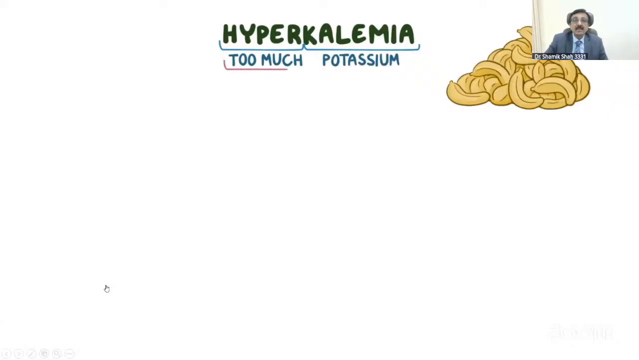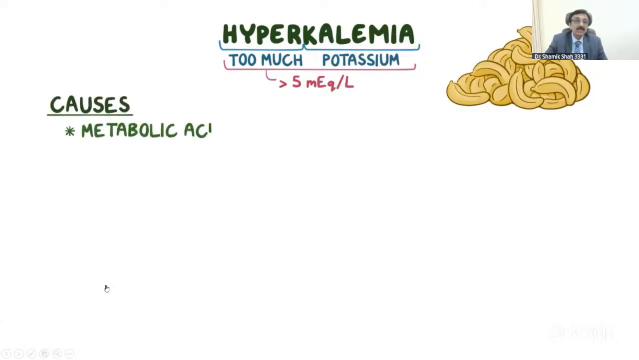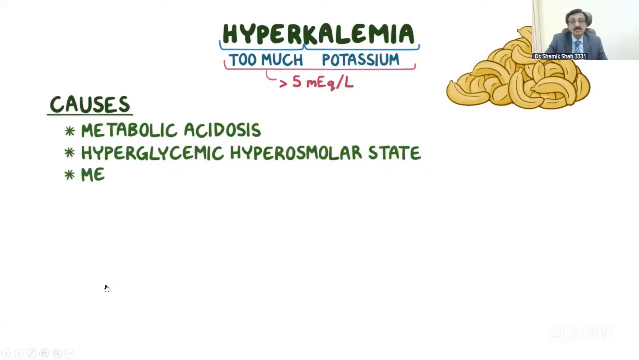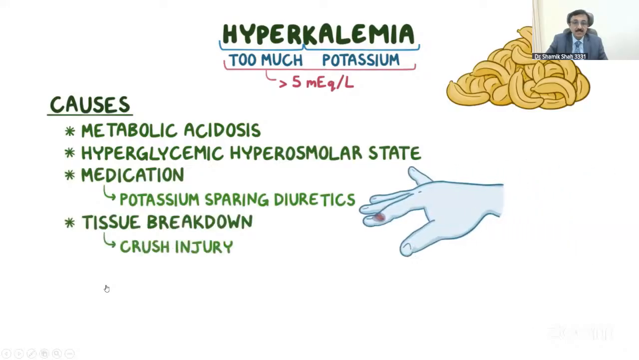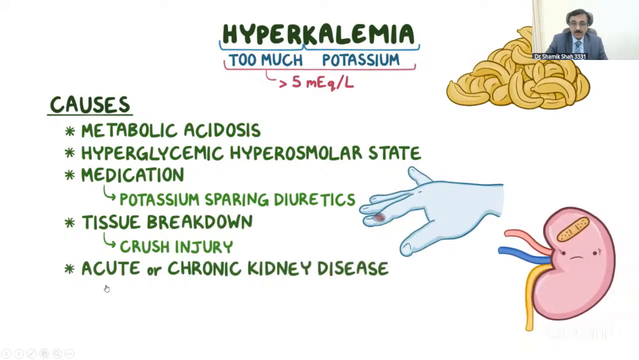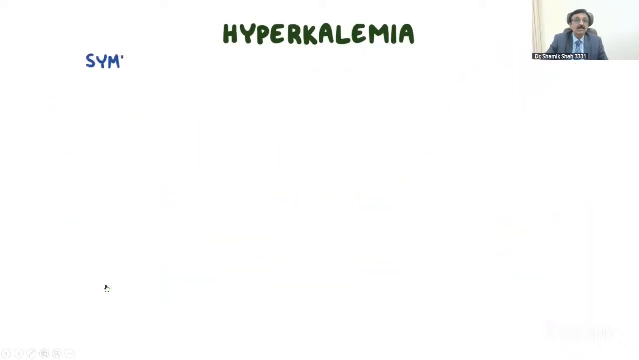So we say hyperkalemia when there is too much potassium in the blood, which is more than 5 milliequivalents per liter. As we said, the common causes are metabolic acidosis, hyperglycemic hyperosmolar state, medications like potassium-sparing diuretics, or tissue breakdown, crush injuries, rhabdomyolysis, or tumor lysis, and of course, acute or chronic kidney disease. Of course, also when there is a high potassium intake.